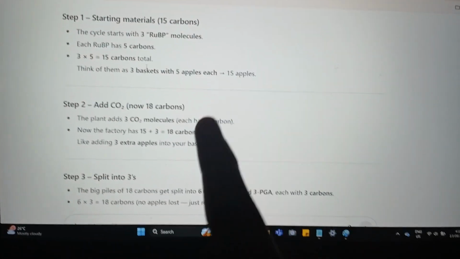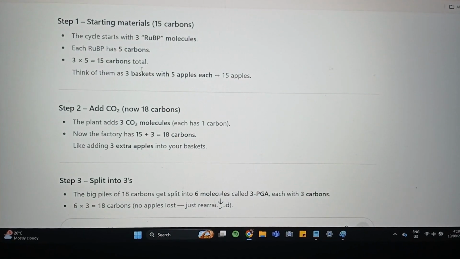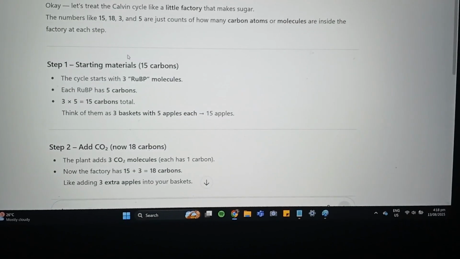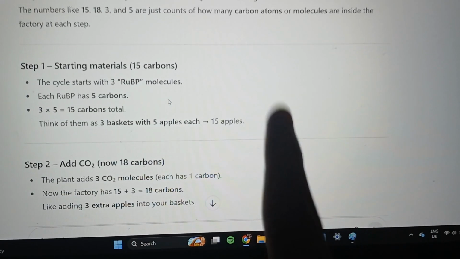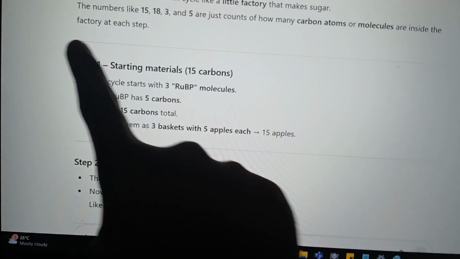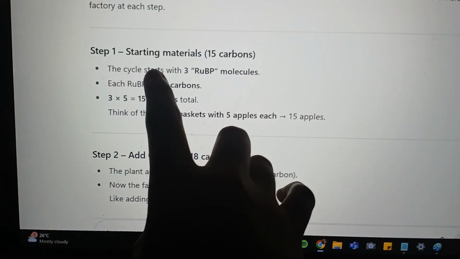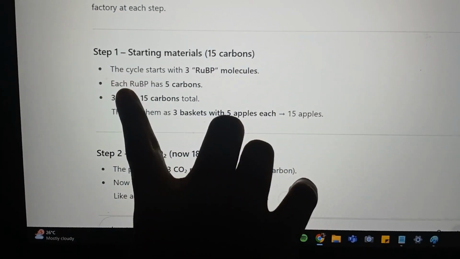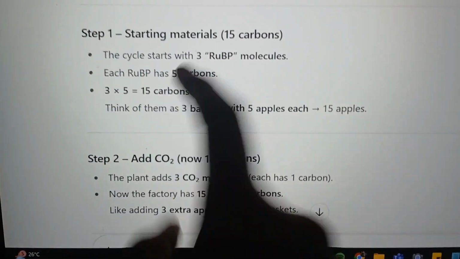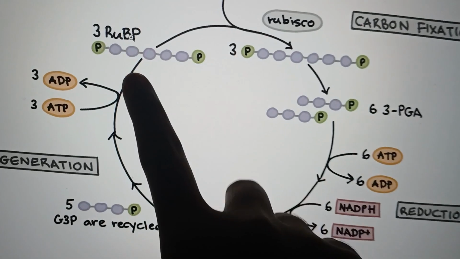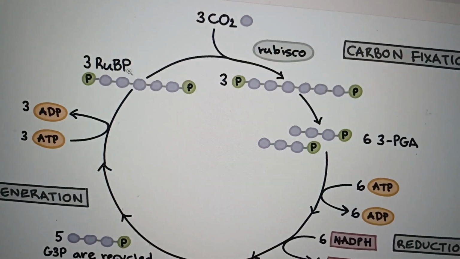Okay, guys, so after understanding the Calvin cycle because of ChatGPT, I am now going to be explaining it to you. As you can see here, the cycle starts with 3 RuBP molecules. Each RuBP has 5 carbons, so 3 times 5 equals 15. Why? As you can see in here, it starts with this.